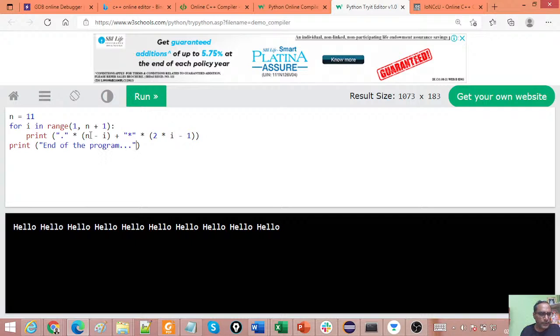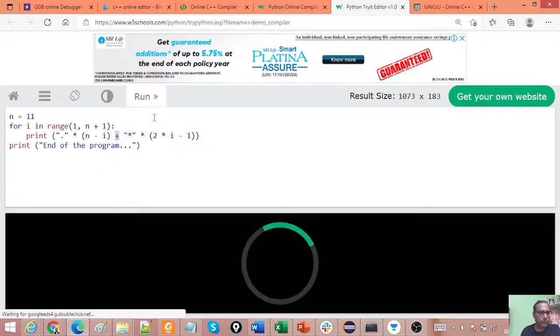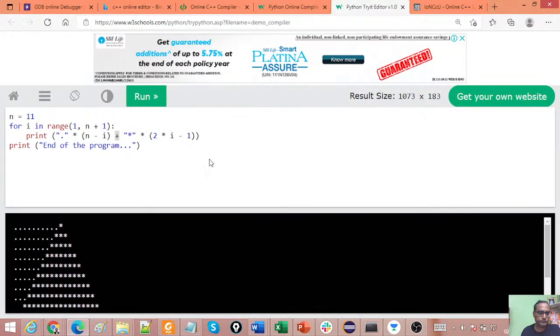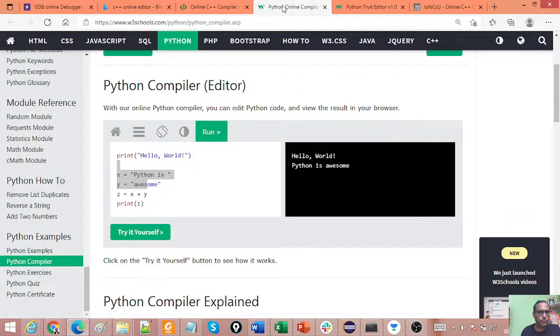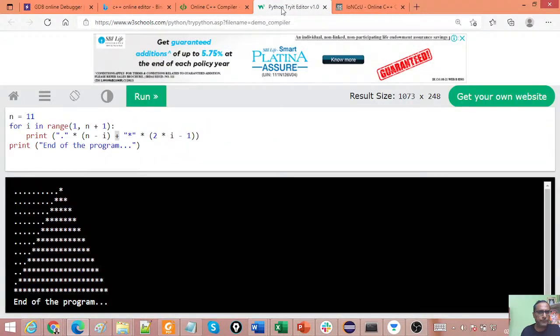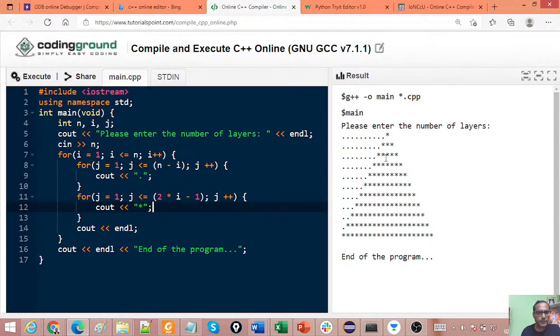So dot to be printed for n minus I number of times, and star to be printed for 2 star I minus 1 number of times, and here you are doing simple concatenation. If you run the code, see the pattern is coming beautifully. So I've shown you this code in Python and also in C++.